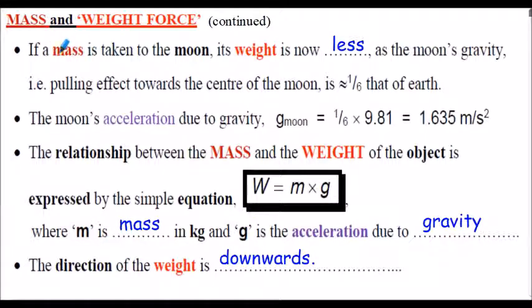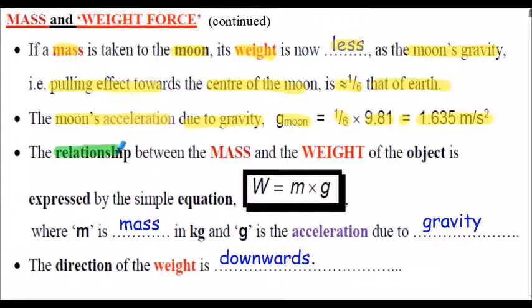Now, if the mass is taken to the moon, its weight force is now less than on Earth because the moon's gravity, that's its pulling effect towards the centre of the moon, is approximately 1/6 of that on Earth. So the moon's acceleration due to gravity is 1/6 of 9.81, so approximately 1.635 meters per second squared.